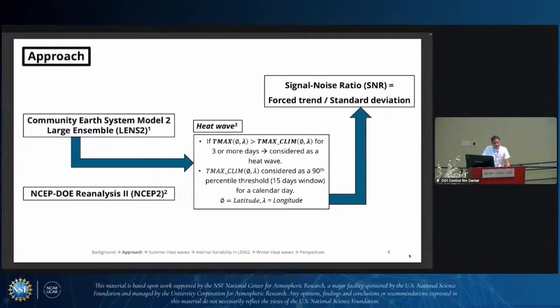The approach is simple: analyze heat waves with the classic definition, where the 90th percentile threshold climatology is crossed by the daily maximum temperature for 3 or more days. We consider that a heat wave. I was more interested to see where natural fluctuations in the system cause variations in the future projections, so I focused on the signal to noise ratio.